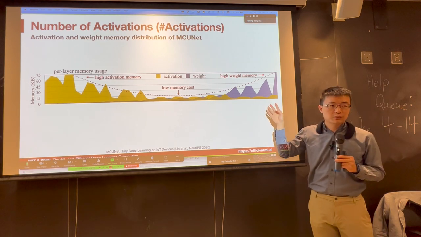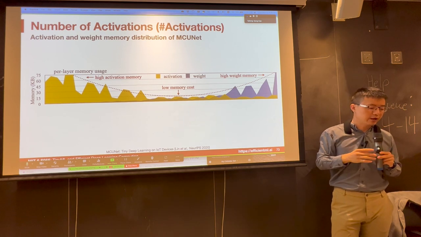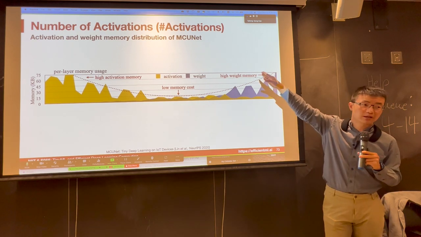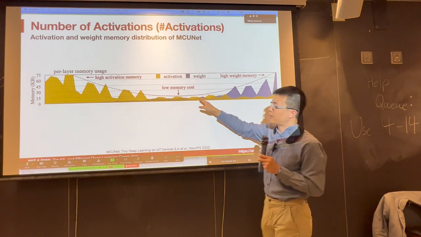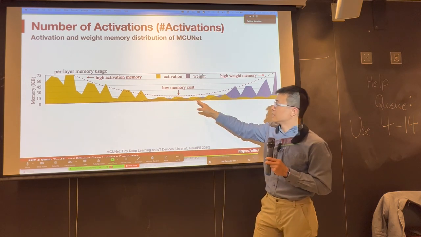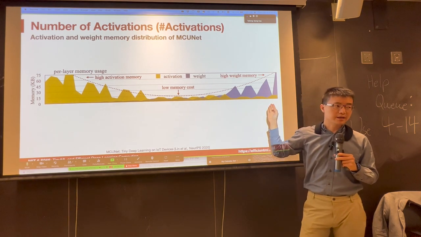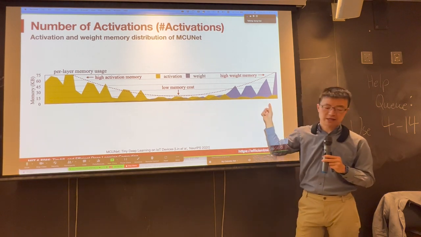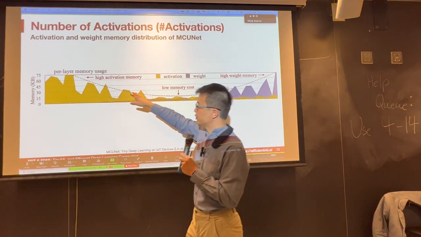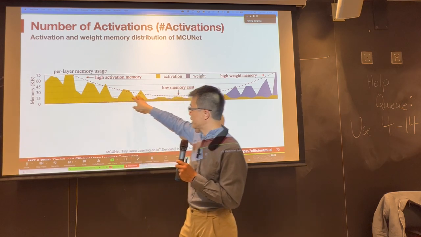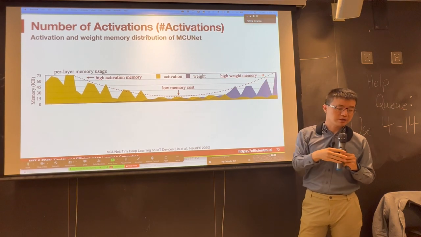In this figure, we want to give you an idea of the distribution of weights and activations for a neural net. This is MCUNet, which is quite representative of TinyML applications. The yellow part is the activation, and the blue part is the weight. The x-axis is the layer ID from the first layer all the way to the last layer. We can find that the activation is pretty large in the first couple of layers and gradually getting smaller, while the weight is getting larger and larger in later layers.